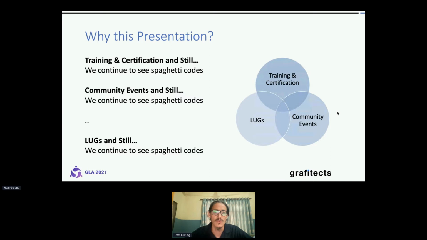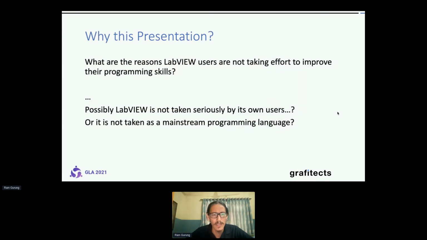We do not know. So this presentation tries to bridge that gap and see what the challenges as well as the possibilities are that LabVIEW can offer. So again, why this presentation? These are a few questions we might be asking.